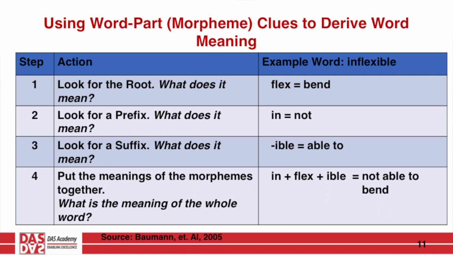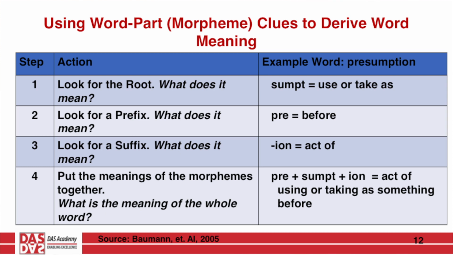And what does it mean? So in means not, okay? Then you need to look for a suffix. What does it mean? Able, which means able to. And then what you do is you put the meanings of the morphemes all together. Inflexible means not able to bend.